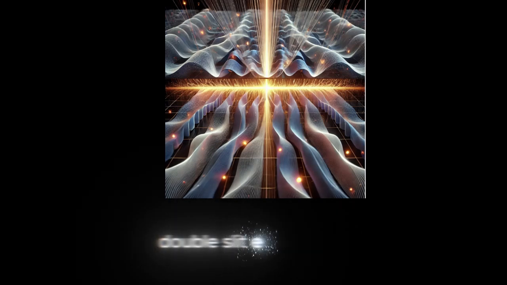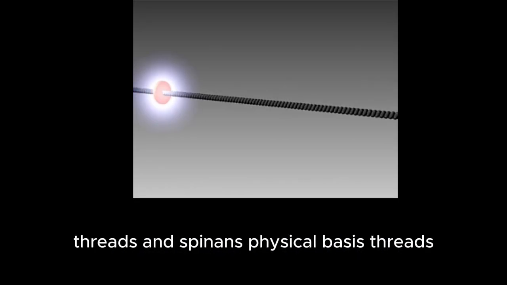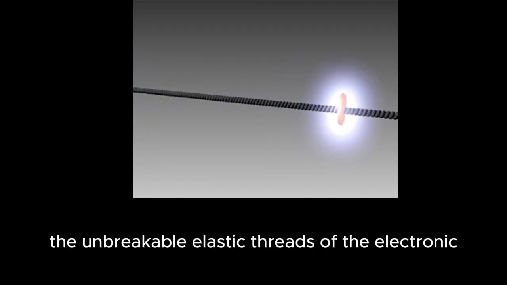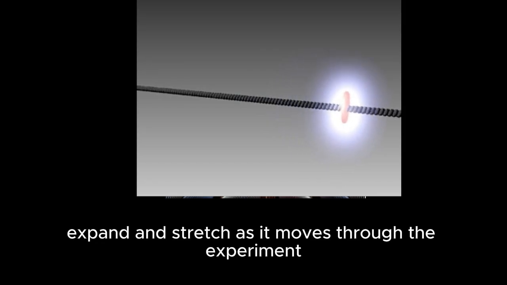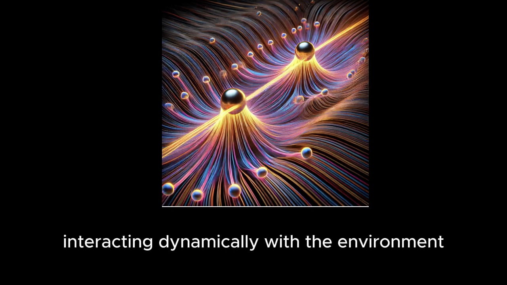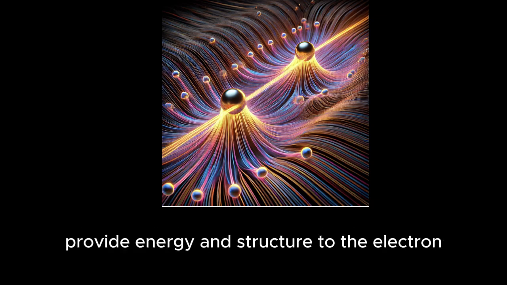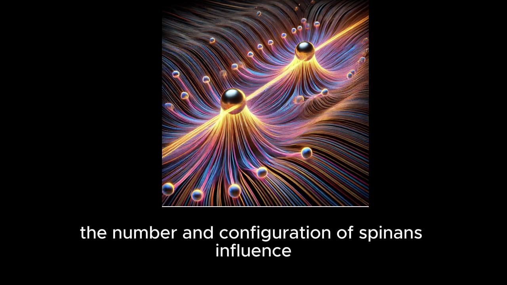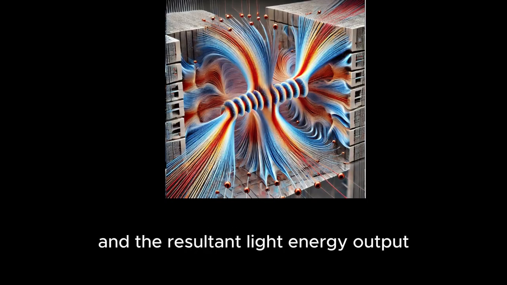Explanation of the double-slit experiment in Threads and Spinons Theory. 1. Threads and spinons, physical basis. Threads: the unbreakable elastic threads of the electron expand and stretch as it moves through the experiment. These threads remain continuous, interacting dynamically with the environment. Spinons: rotational units embedded in the threads, provide energy and structure to the electron. The number and configuration of spinons influence the electron's interactions and the resultant light energy output.